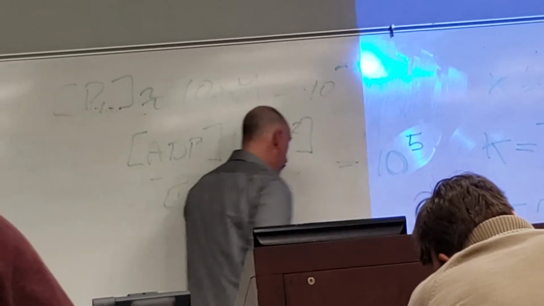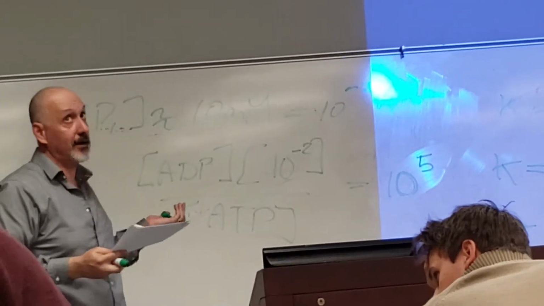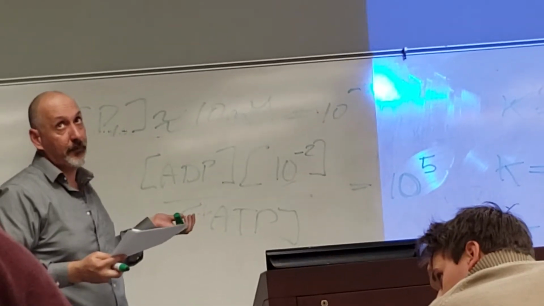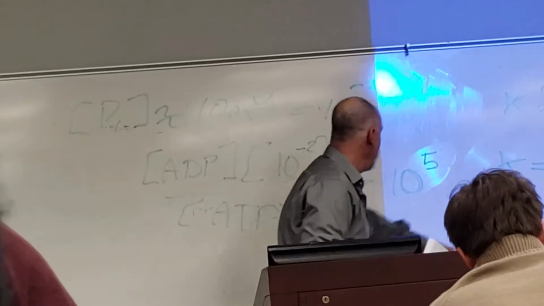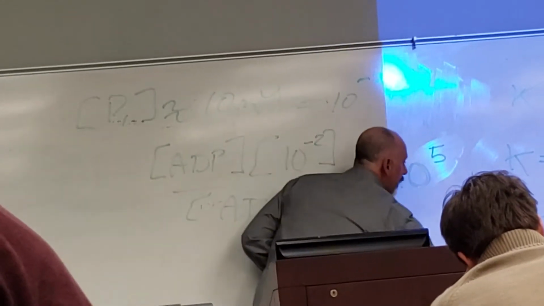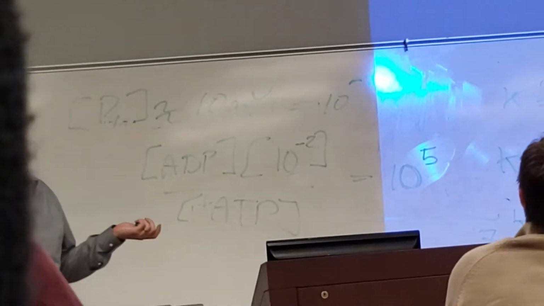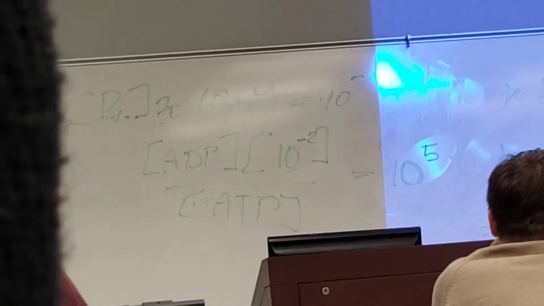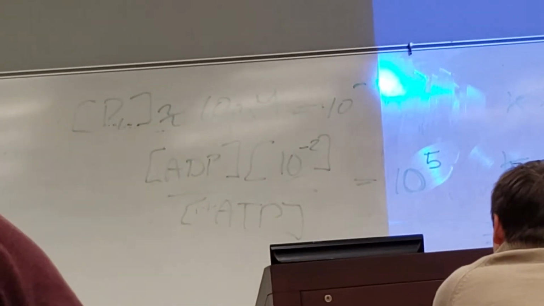All right, so way to the right or way to the left? Oh, sorry. ADP over ATP is 10 to the 7. So is most of it ADP or most of it ATP? That was all of it, right? Like 10 million to 1 ADP.